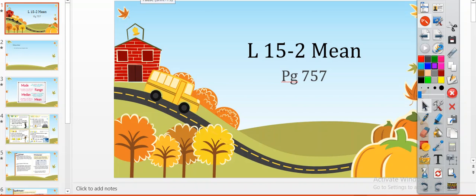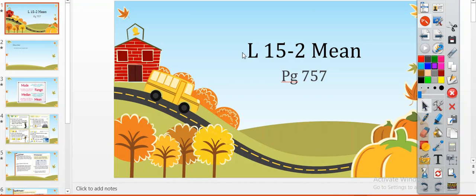This is our math session for today. Today we're gonna learn about something called mean. The mean is a scale of measurement that is used to measure data.